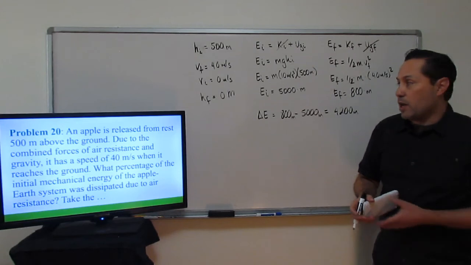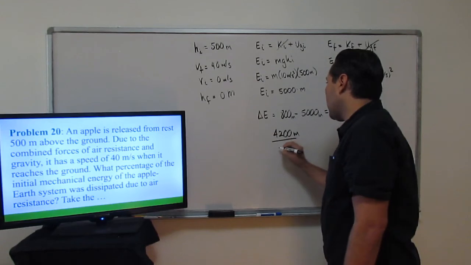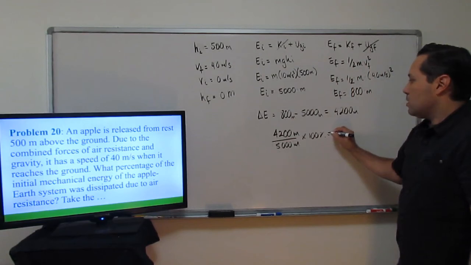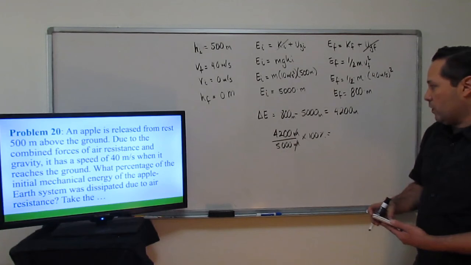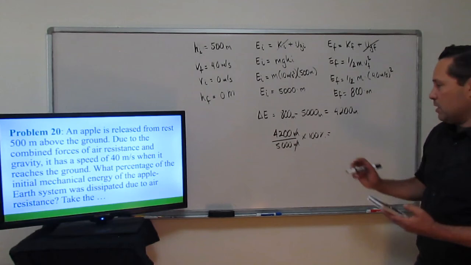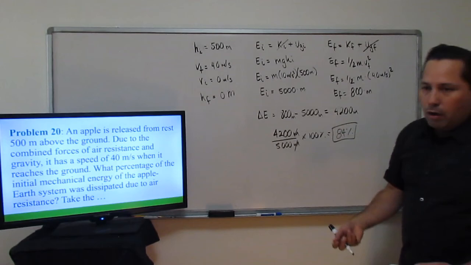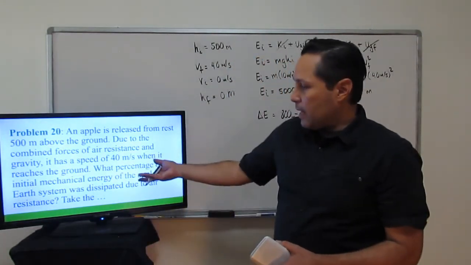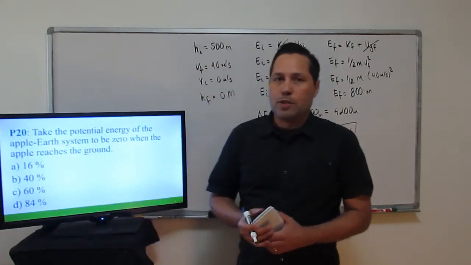Next, what percentage is that of the original amount? So it's going to be 4,200 m divided by 5,000 m of the original amount times 100, because they want a percent. So the m's will cancel out. Like I said, we didn't really need the m, so we don't have the mass of the apple, but that's irrelevant. So 4,200 divided by 5,000 times 100 gives us 84%. 84% of the energy was dissipated by friction with the air. Alright, that takes care of problem 20. The answer is letter D, 84%.